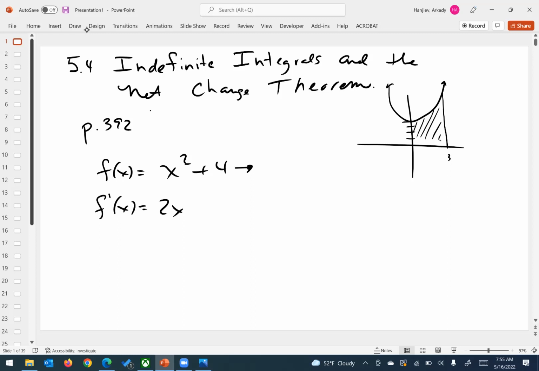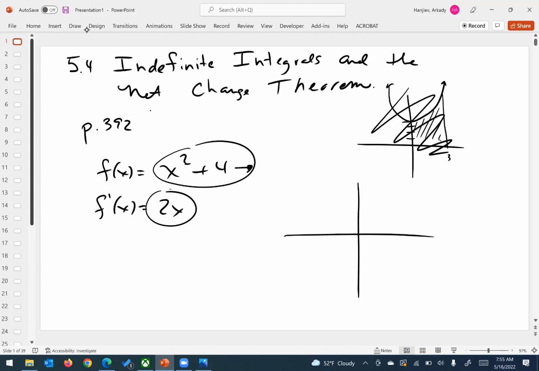Let's erase. Okay, so that is the function. When I take a derivative, this is what I'm looking at: a 2x going that way. We're good? And that is the area that I'm trying to get back up to. We're good. But here's our little problem.